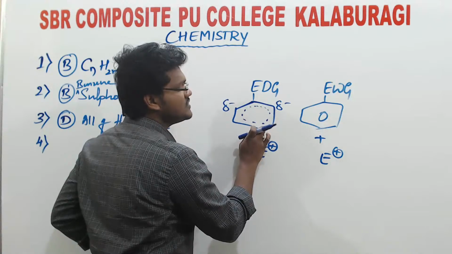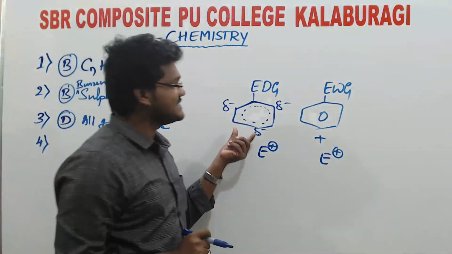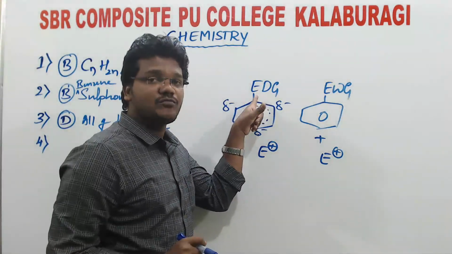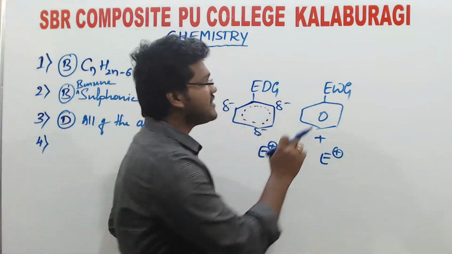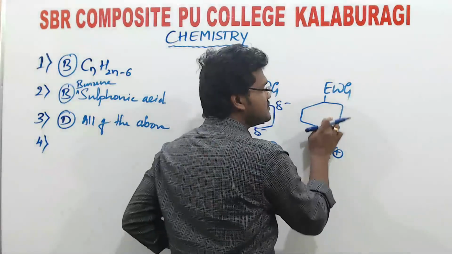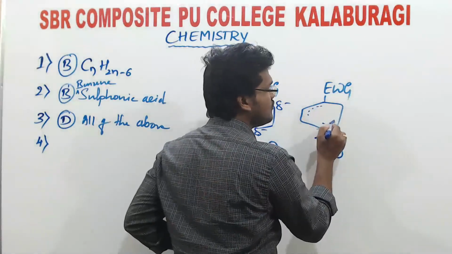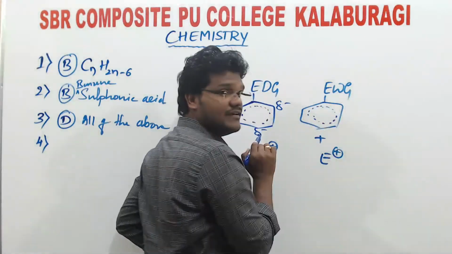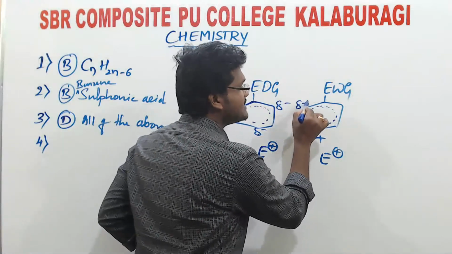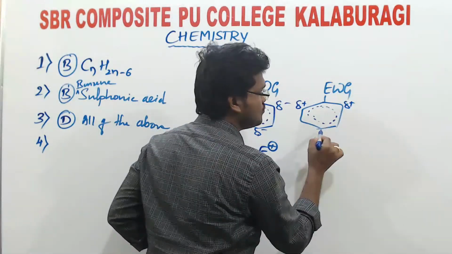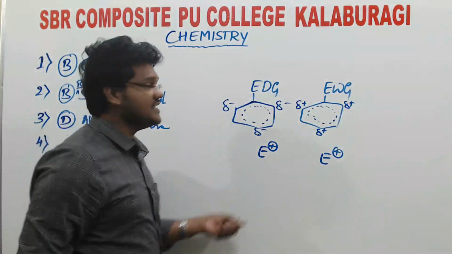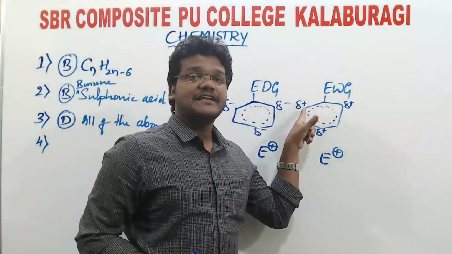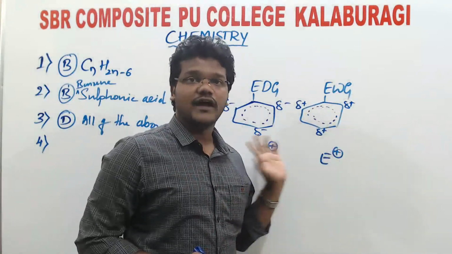So this is the resonance hybrid of this structure. This suggests that electron donating group will increase the electron density at ortho and para. At the same time, for an electron withdrawing group, if I draw the resonance hybrid, I know that here I get partial positive charge. On ortho and para positions, I am going to get partial positive charge. It means electron withdrawing group will decrease electron density at ortho and para.